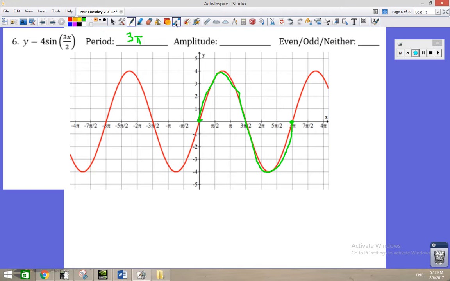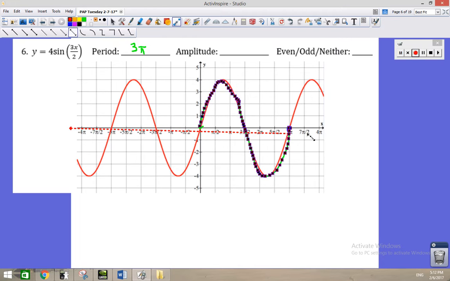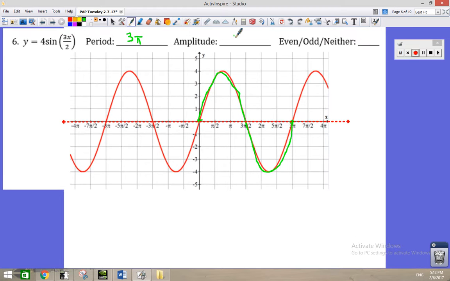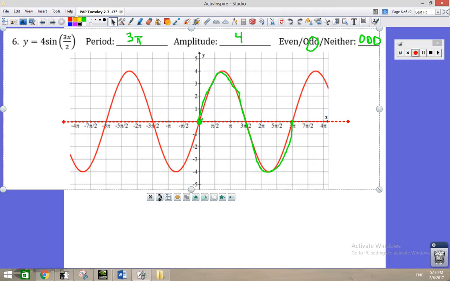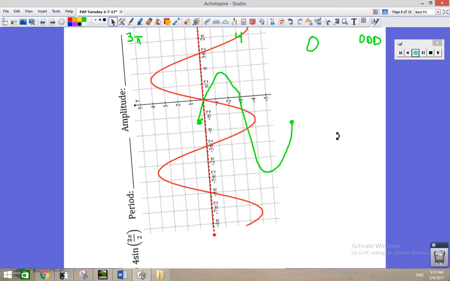I still have my center line is the x-axis, and my maximum value is either 4 units up or 4 units below. Amplitude is a distance, so we always use a positive number. This has symmetry with respect to the origin, and it's rotational. So if you rotate this 180 degrees, you're going to get the same graph. So this is an odd function. If you put your pencil on the origin and spin this graph 180 degrees, you're going to get the same graph.